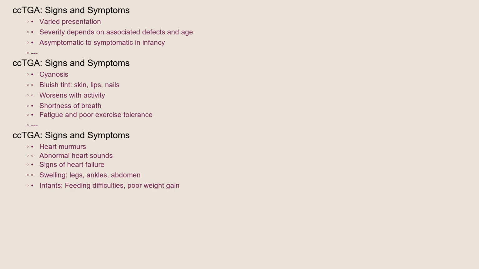The signs and symptoms of CTGA can vary greatly depending on the presence and severity of associated defects, as well as the age of the individual. Some individuals may be asymptomatic for many years, while others may experience symptoms in infancy or childhood. Common symptoms include cyanosis, or a bluish tint to the skin, lips, and nails, particularly during activity or crying, shortness of breath, fatigue and poor exercise tolerance, heart murmurs, which are abnormal sounds heard during a heart examination, and signs of heart failure, such as swelling in the legs, ankles, or abdomen. Infants may have difficulty feeding and may not gain weight appropriately.